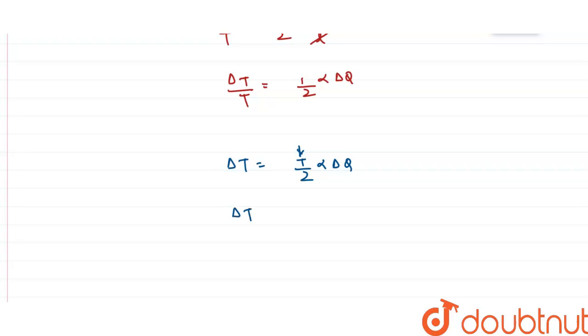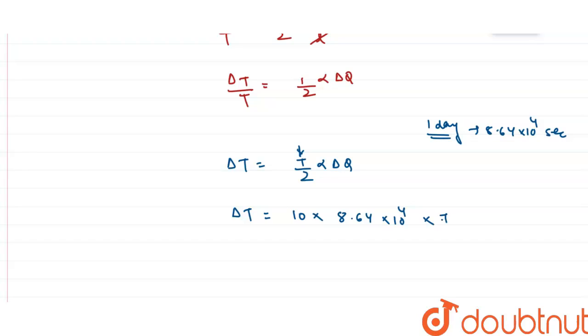So putting all the values, we will have delta T equals time period, which is 10 days. I will change 10 days into seconds, okay, because 1 day has 8.64 into 10 to the power 4 seconds. So that means 10 days have 10 into 8.64 into 10 to the power 4 seconds. This is the value of time period.